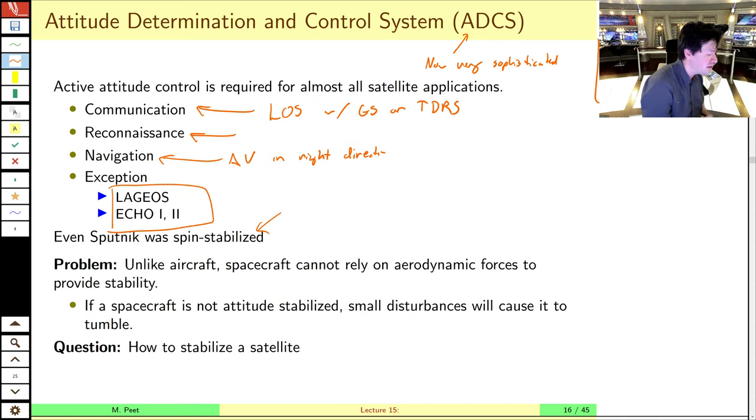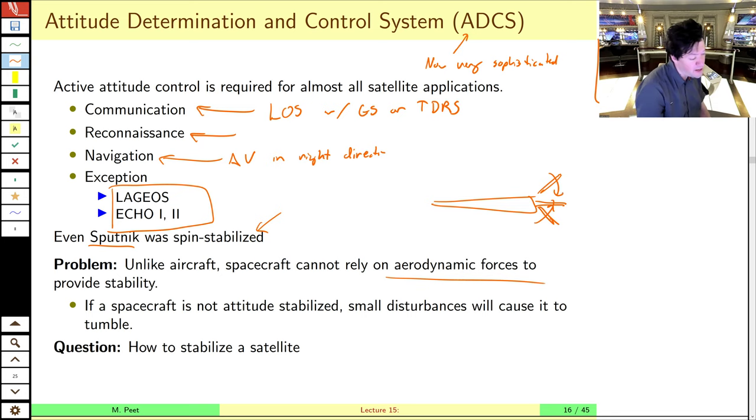Even the very first spacecraft was spin stabilized. It was stabilized in attitude. It didn't work very well, but it was in fact stabilized, even though all it was doing was sending off a ping. The problem is, of course, unlike aircraft, we don't have aerodynamic forces to provide stability. We can't use wing shapes, which have flaps that can bend down and provide torque in one direction or another. We don't have that, so we have to find new and creative ways to provide these torques. So our essential goal in this sub-lecture is to create torque. Torque is the name of the game.